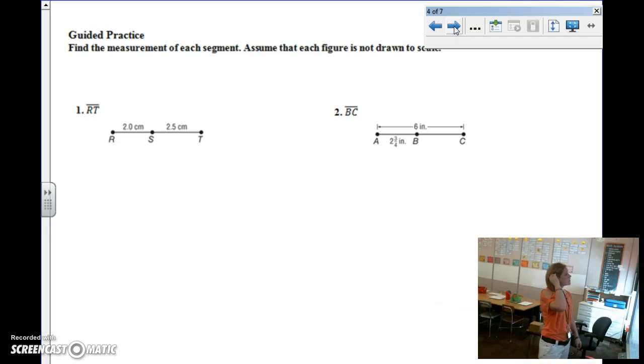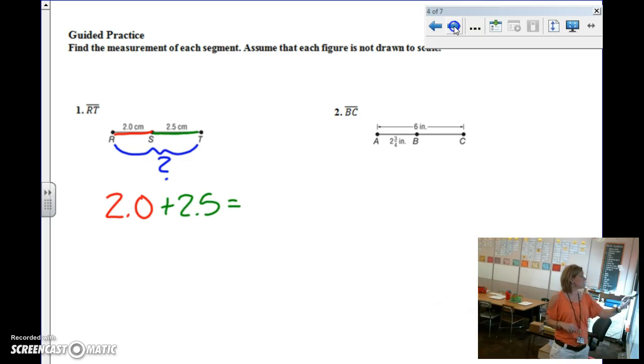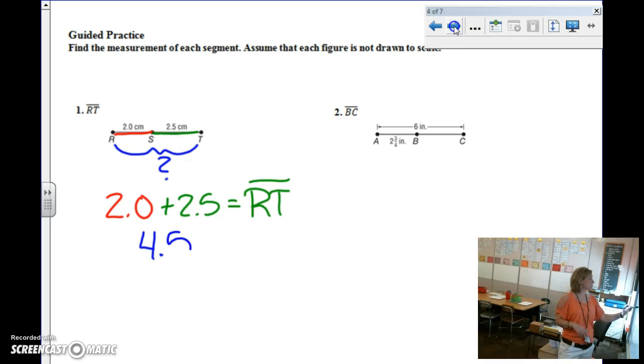All right, so let's take a look at the first problem. It says, find the measure of each segment, assume that each figure is not drawn to scale. We're going to find RT. First of all, we have to make sure we know what RT is, and that's the overall distance. So what do we do? Well, we're given the distance of RS, which is 2.0, and we're given the distance of ST. We know that if we add those two distances together, they will give us our distance from R to T. So add those together, 2 plus 2.5 is 4.5.